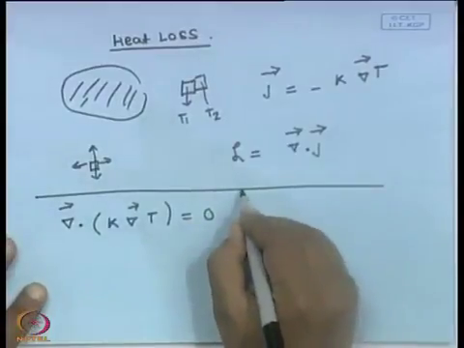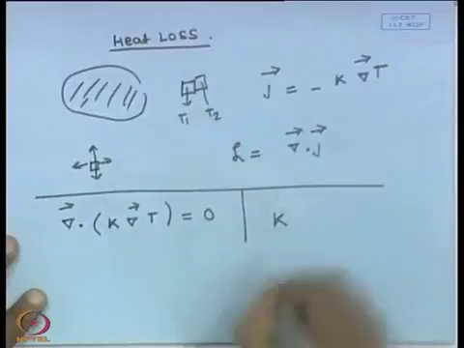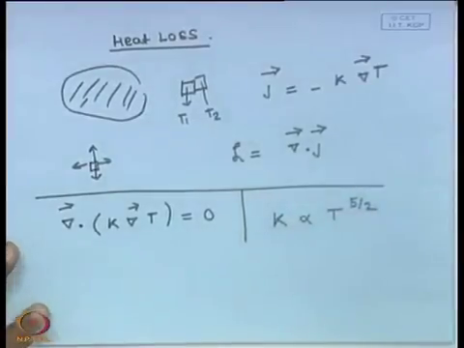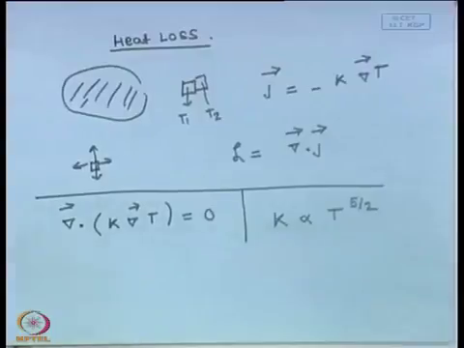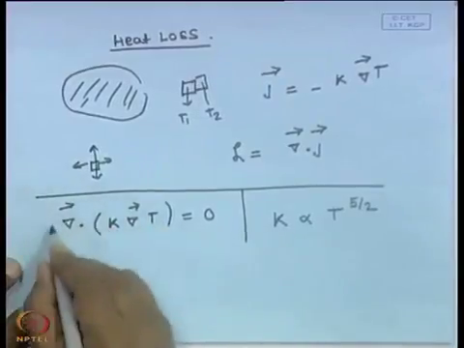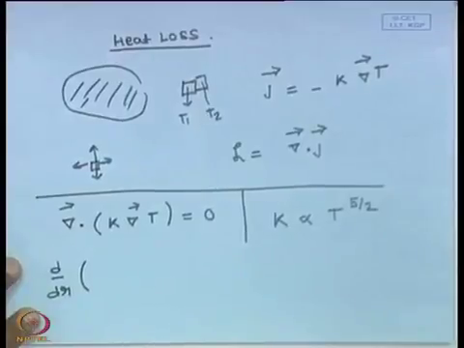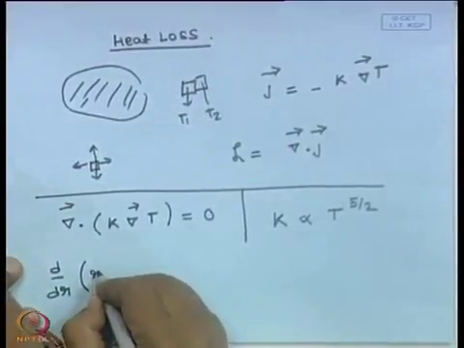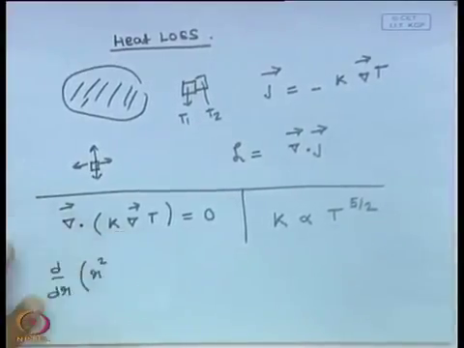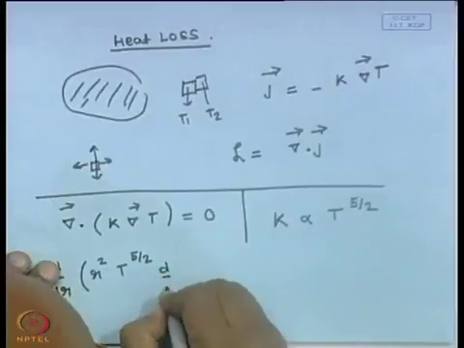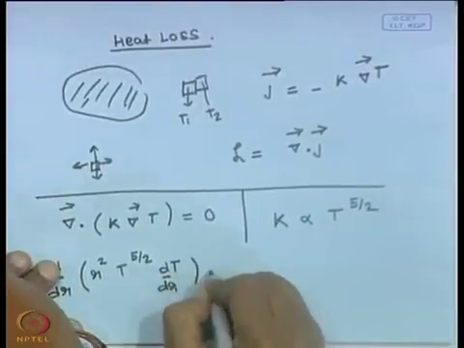Further, it is known, I am not going to go through it here, that the heat conductivity in a plasma K is proportional to T to the power 5/2. It increases with temperature. The hotter the plasma, the better it conducts heat. So, what it tells us for our problem is that in spherical polar coordinates, this becomes d by dr of r square T to the power 5/2 d by dr of T, is equal to 0.